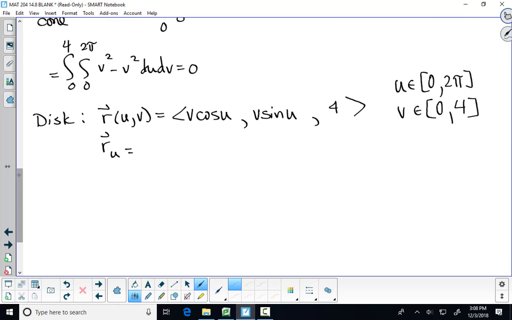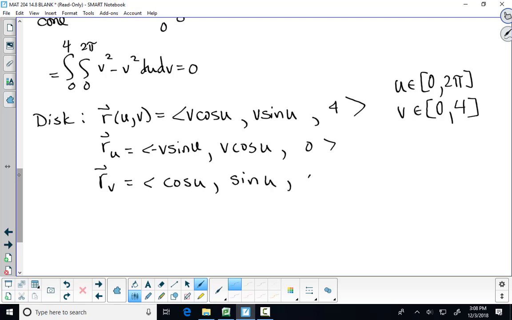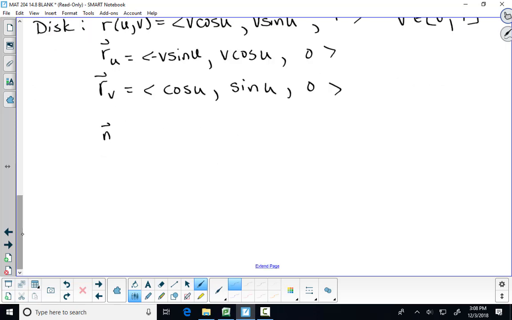We do r sub u. We do r sub v. The parameterization is what leads you to the normal vector that you're going to choose. We've seen with planes that you can do the xyz thing with the coefficients, but that's only if you're dealing with Cartesian. So now we cross to get our normal.